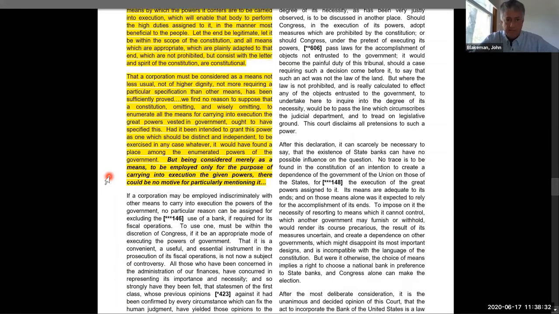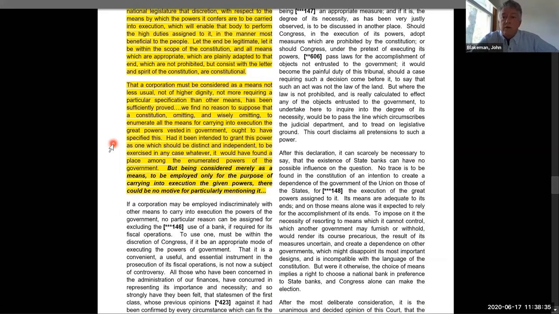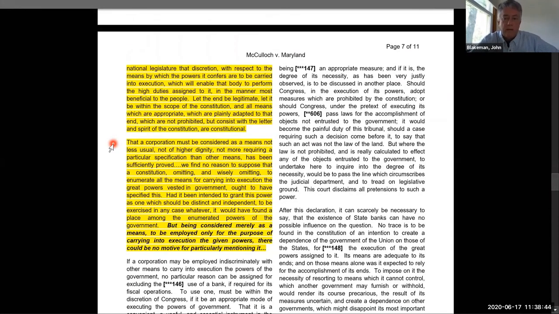All right, I'm going to skip ahead here. But in essence, the court concludes that Congress has the power to create the national bank. It has the power to charter a corporation like a bank. It has the power to give certain economic powers to the national bank. That power is implied, and it comes from Congress's great powers, written down in Article 1, Section 8, to raise revenue and spend money. Being considered merely as a means to be employed for the purpose of carrying into execution the given powers, there could be no motive for particularly mentioning it.